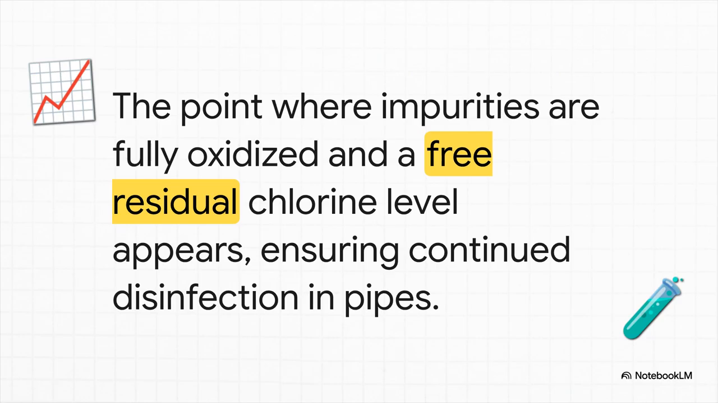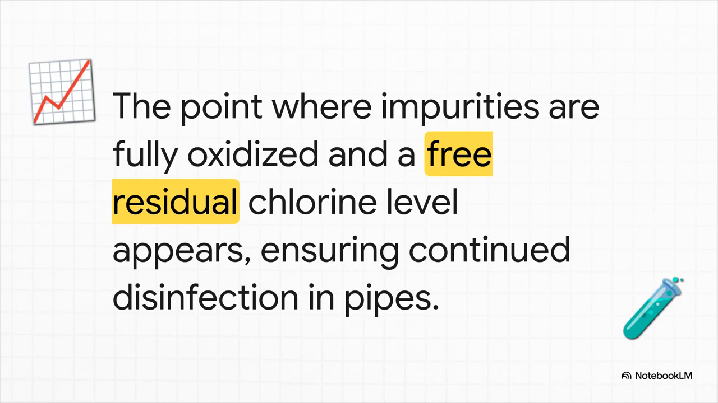Now, a really important concept in sterilization is something called breakpoint chlorination. It can be a little tricky, so follow me here. When you first add chlorine, it gets used up fighting all the impurities in the water. As you add more, the amount of chlorine left over, the residual, starts to go up. But then it does something weird. It drops. You have to add enough chlorine to push past that drop, past that break point.